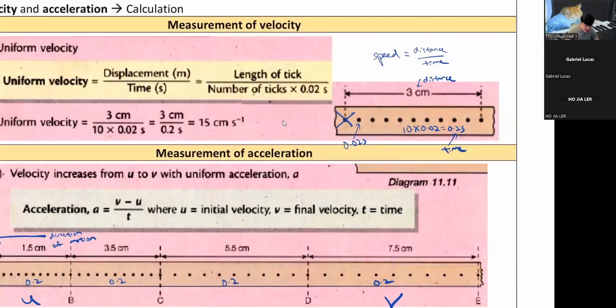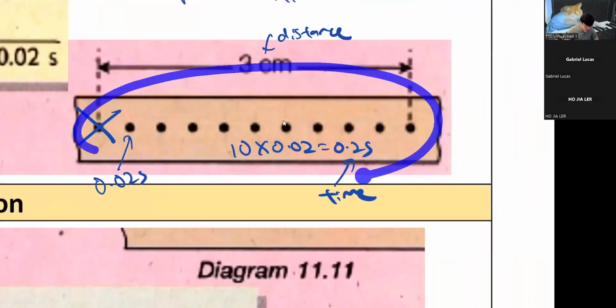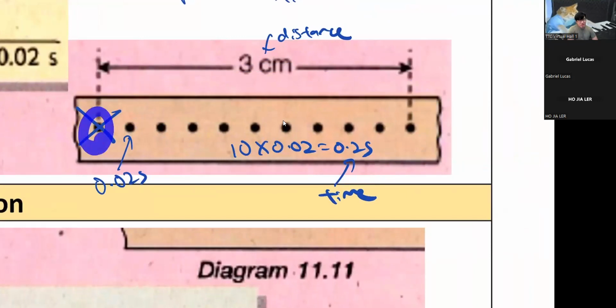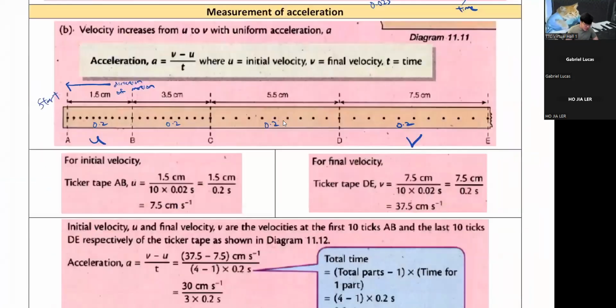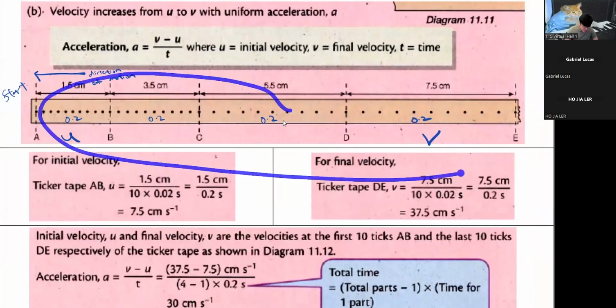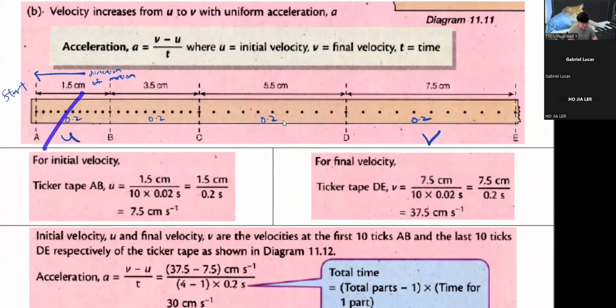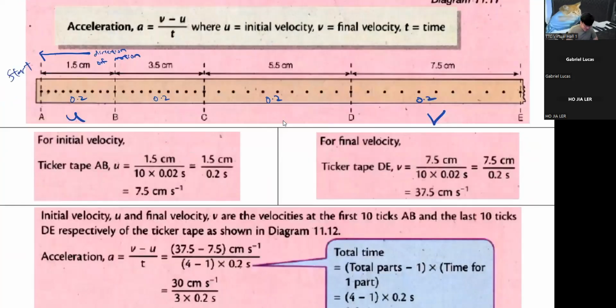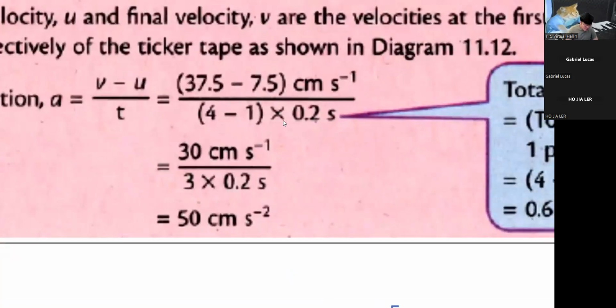You know why? When we count one strip, we don't count the first dot. So when we count all these strips, we don't count the first strip. Instead of having 4 strips, you actually have 3. So the total time is not 0.8, the total time is 0.6. 4 minus 1, we don't count the first strip, so it's actually 3 times 0.2.